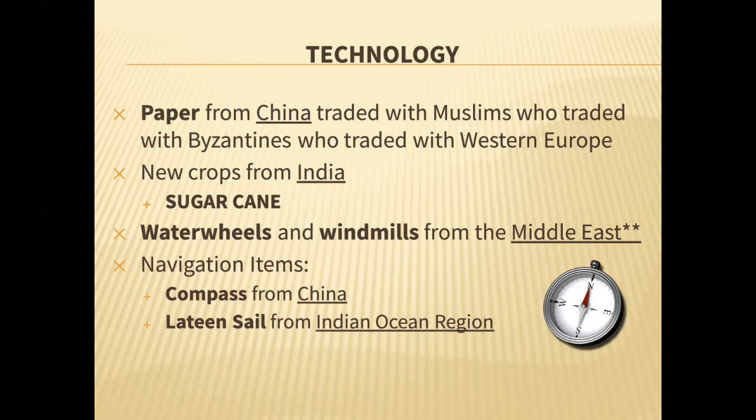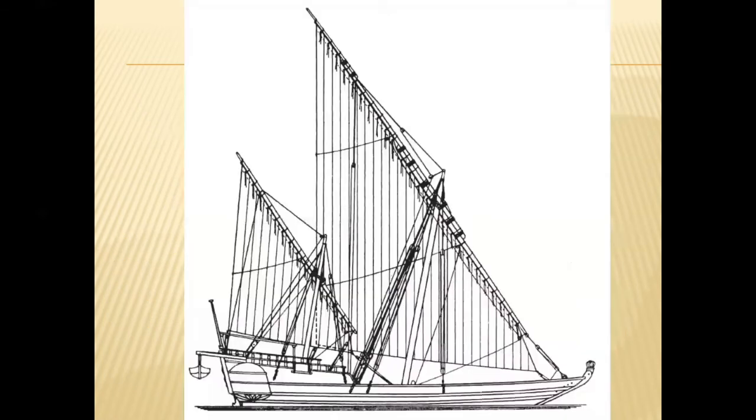Then we have navigation items like the compass from China and the lateen sail from the Indian Ocean region. Imagining the Indian Ocean region, these sails are probably heavily used on which M route? That is also a word for water. Magma. Marsupial. Michigan. Maritime. Yeah, you got it. Maritime. So you'd probably see a lot of lateen sails there.